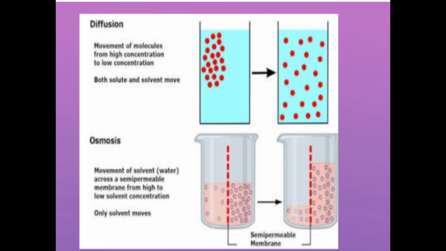Now let's see the difference between diffusion and osmosis. Actually, when we talk about diffusion, there is no requirement of a semi-permeable membrane. And in diffusion, molecules move from higher concentration to lower concentration region. And here, molecules of both solute and solvent move. And when we talk about osmosis, the presence of a semi-permeable membrane is compulsory. And it's a movement of solvent from higher water concentration to lower water concentration region.